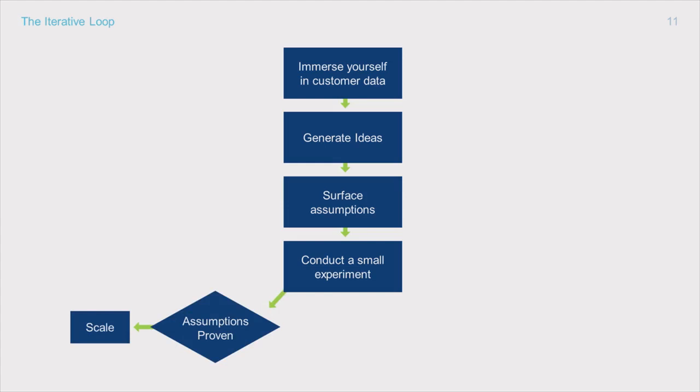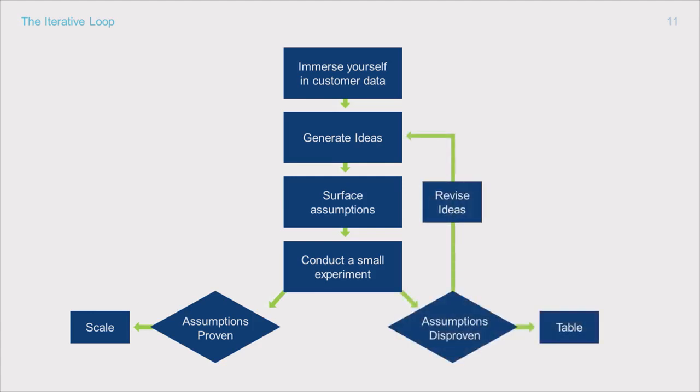If our assumptions prove to be true, then congratulations, you've got a winning and tested idea and you're ready to scale it. If our assumptions are disproven, though, we've got to think. Is the assumption that was disproven so fundamental that the idea really has lost its value? In which case, we're going to table it. Notice I said table, not kill, because the idea that doesn't make it today may be one of tomorrow's biggest winners. And we really want to keep an inventory of ideas ready to implement as situations change.